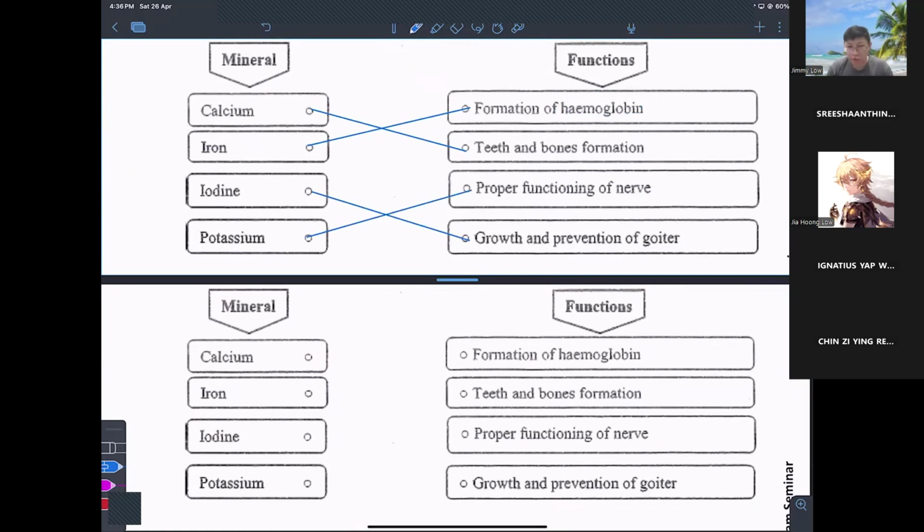Okay, potassium, when the question asks you what is the source of potassium, you can say banana. I once told my student, if you want to get a better performance in your exercise, you eat banana. Okay, because banana can prevent you from having muscle cramps.